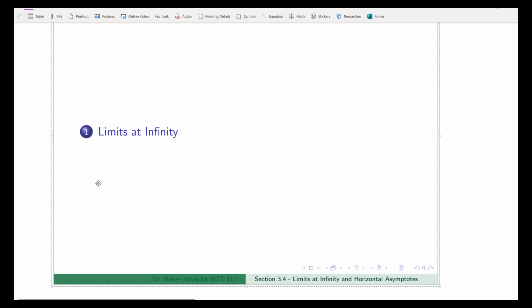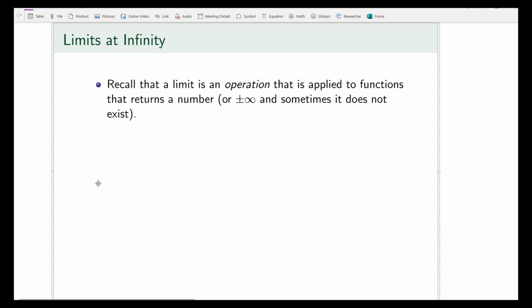Okay, so the first thing we're going to talk about is the new type of limit called the limits at infinity. And recall, the basic idea of a limit was that a limit is an operation that tells you something about the function. So it typically gives you a number out.